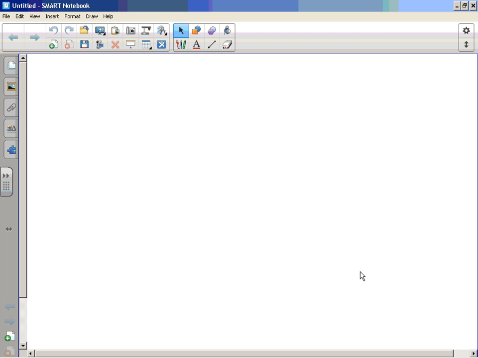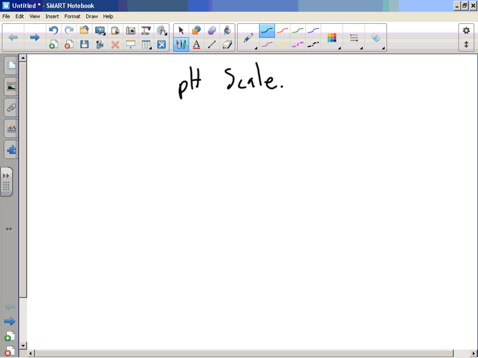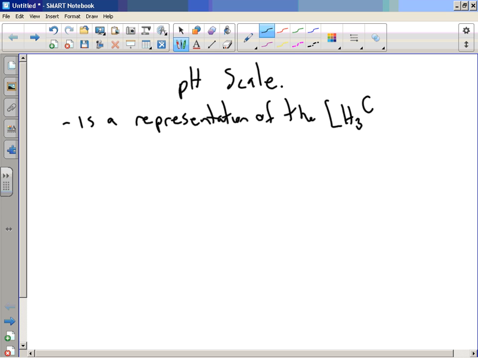So we can put down here a little title, and actually I'll use black. So we can put a little title here, the pH scale. Nothing special. And then a little note on what the pH scale is. It essentially represents the concentration of H3O+. So the pH scale is a representation of the hydronium ion concentration.